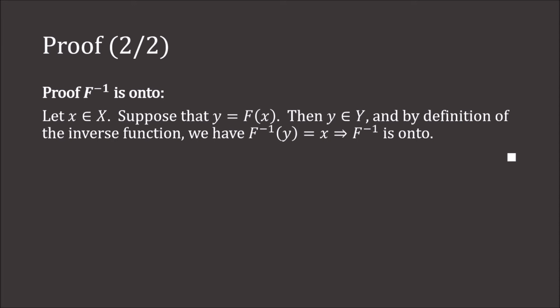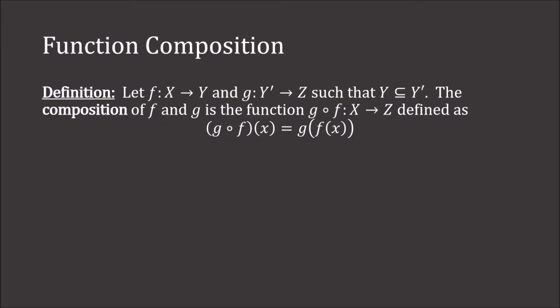So now look at a third type of function. Let's consider two functions, f from x to y and g from y prime to z, such that y is a subset of y prime. This new function is called the composition of functions. So the composition of f and g is the function from x to z, which is defined as g of f of x.